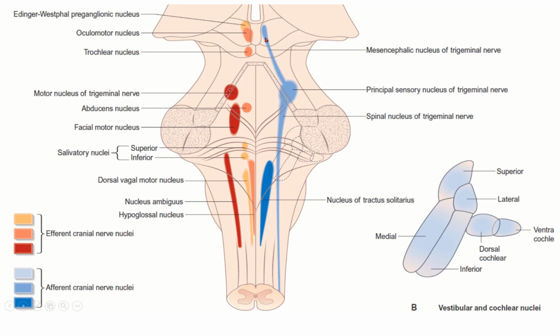You can see here, this is the mesencephalic nucleus within the midbrain, the principal sensory nucleus of the trigeminal nerve within the pons, and this is the spinal nucleus of the trigeminal nerve. See, it is extending into the upper cervical segments. And here, this is the motor nucleus of the trigeminal nerve.